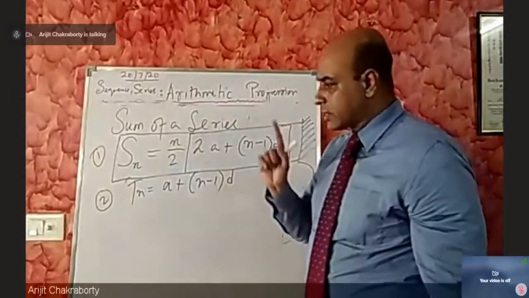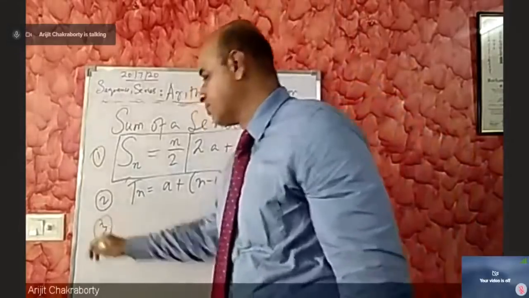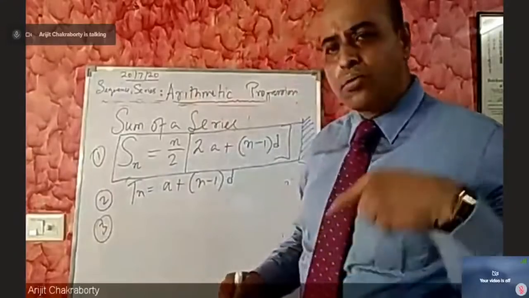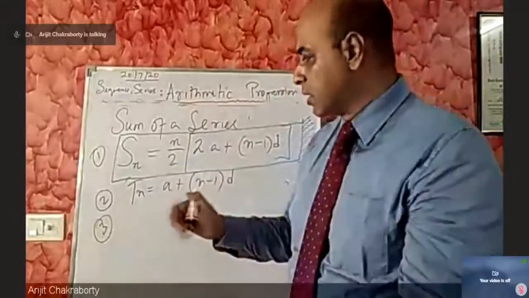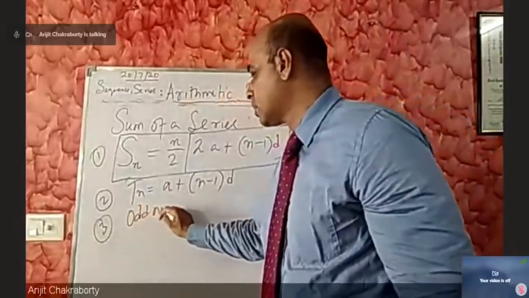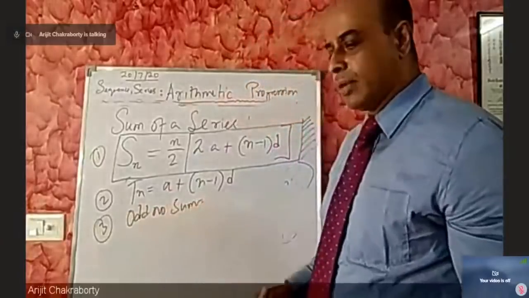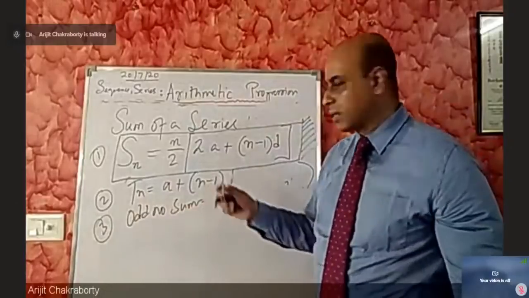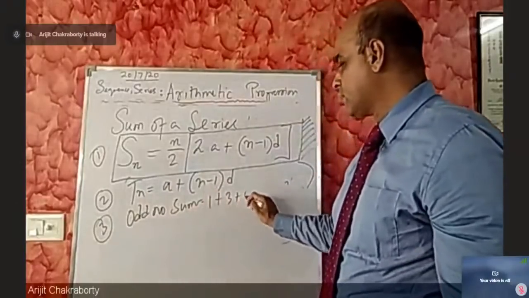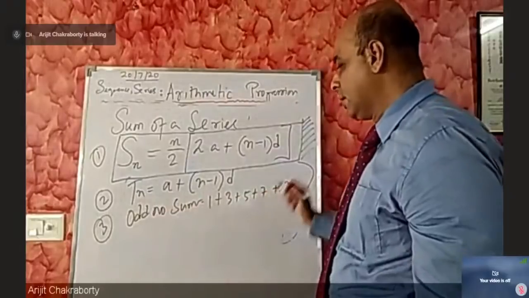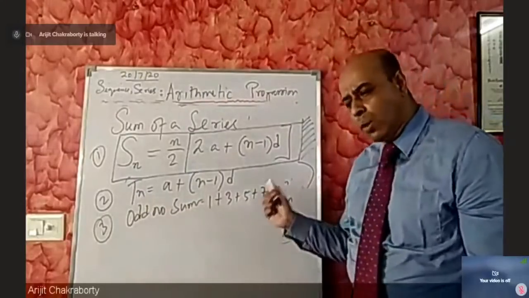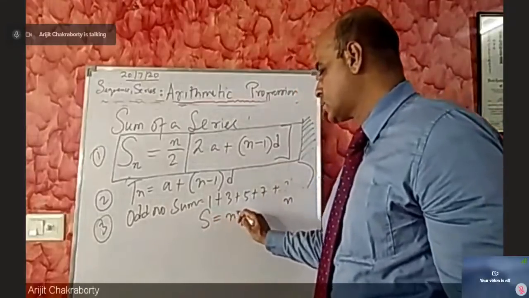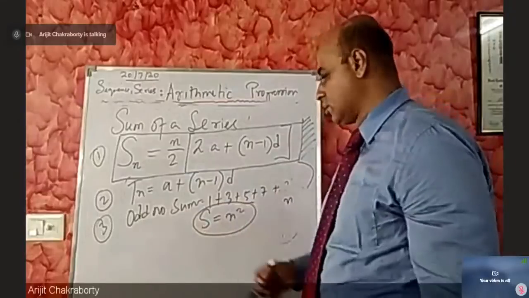Now there is another formula which you need to remember, a very simple formula. That is the sum of the first n odd numbers. Odd numbers are 1, 3, 5, 7. So 1 plus 3 plus 5 plus 7 and so on till n. What is the sum of this? Very simple. S equal to n square. So please remember this formula also.